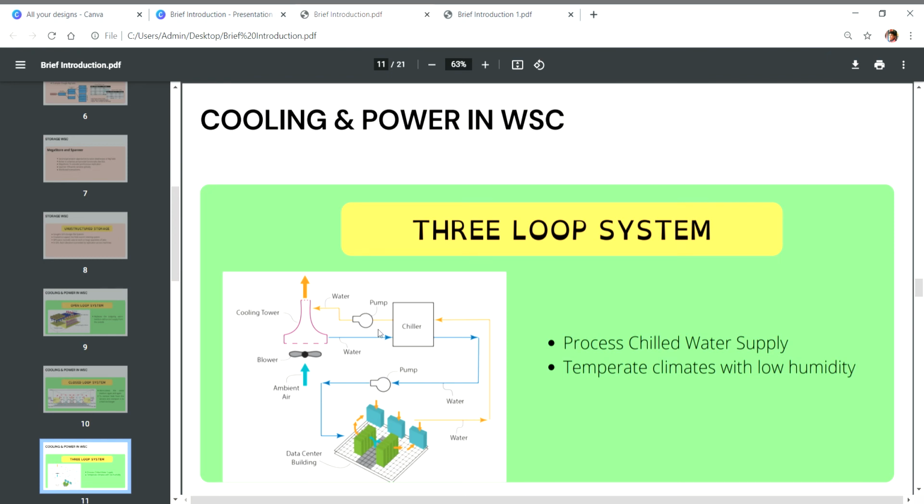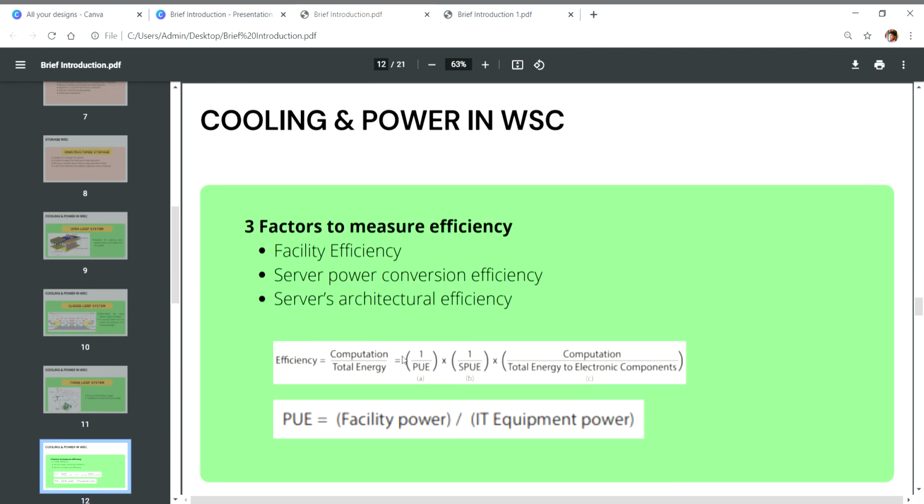The condenser water loop gets its name because it rejects the heat coming from the condenser side of the chiller. So these three approaches present trade-offs in complexity, efficiency, and also cost. For the power, there are three factors that are important in a WSC to measure the efficiency. First is the facility efficiency, then server power conversion efficiency, and also the server's architectural efficiency.